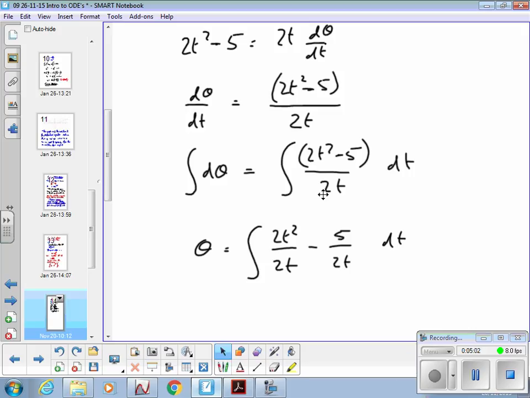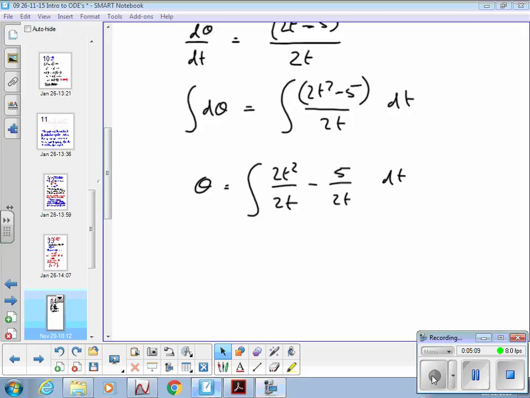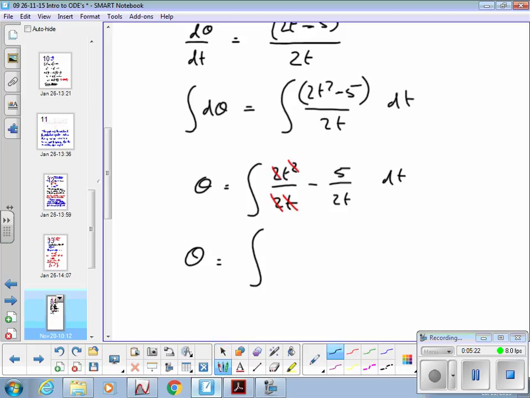Again, it all comes down to the algebra in these things. I can simplify this integral like that. I can do a bit of cancelling now. The t's cancel, top and bottom, and the 2's cancel. So theta equals the integral of t, just t rather, minus 5 over 2t dt. So it's getting simpler and simpler all the time using algebra.